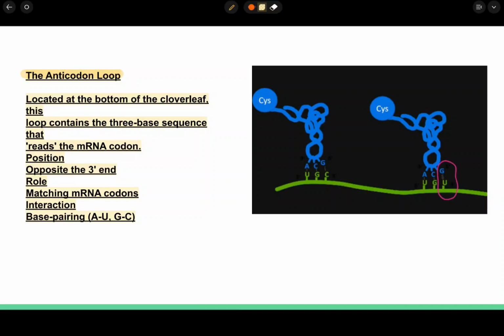The anticodon loop. It is located at the bottom of the clover leaf. This contains the 3 base sequence that reads the mRNA codon, positioned opposite the 3' end. Its role is matching mRNA codons. Its interaction is base pairing: A-U and G-C.